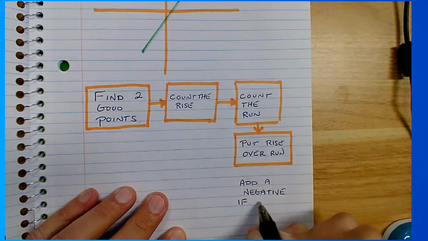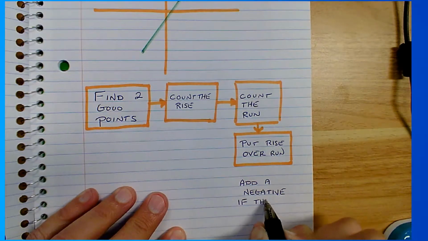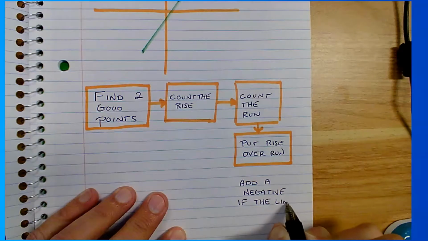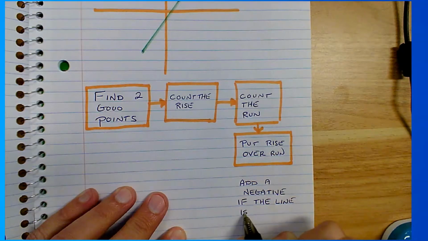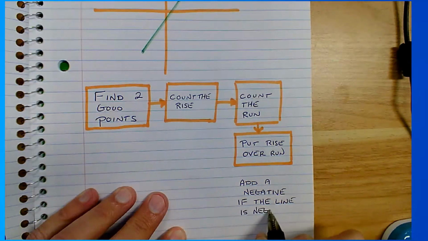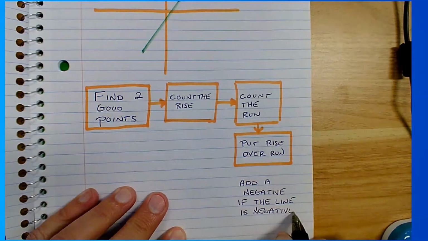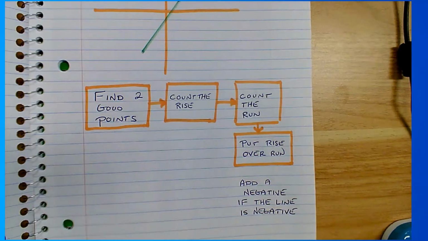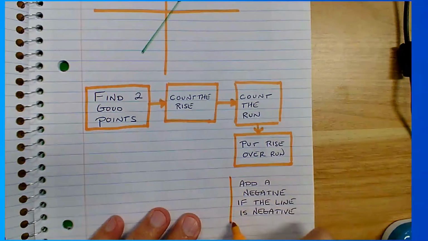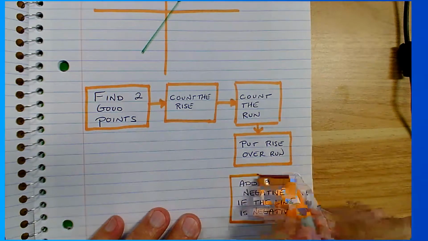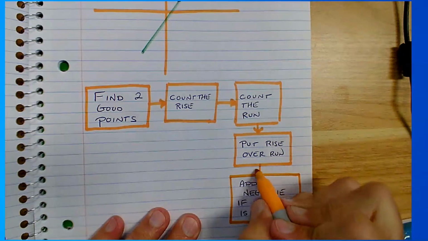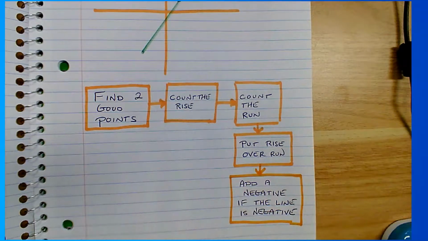If the line is negative. Add a negative if the line is negative. And that is how you find the slope of a line. And our final word is negative. The final magical word is negative.